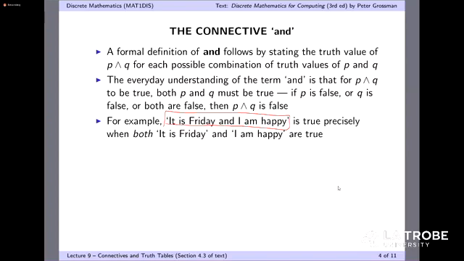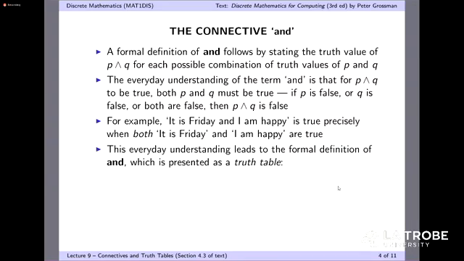It is Friday and I am happy. So this proposition is only true if both the components are true. What are the parts? Both parts. It is Friday. That statement can only be true if it is Friday and you are happy. In all other scenarios, it is not true. For example, if it is Thursday and you are happy, it doesn't matter, right? That proposition has nothing to do with this. That has to be false.